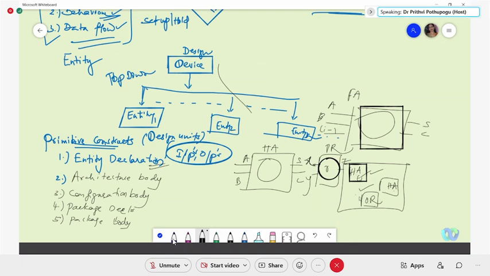This becomes the components. That will be declared by the configuration body. Your configuration body will be giving the connectivities between the components that you are declaring in the entity. And the package body, that package declaration is there. This will be declaring the types of the signals you are using in interconnecting this.